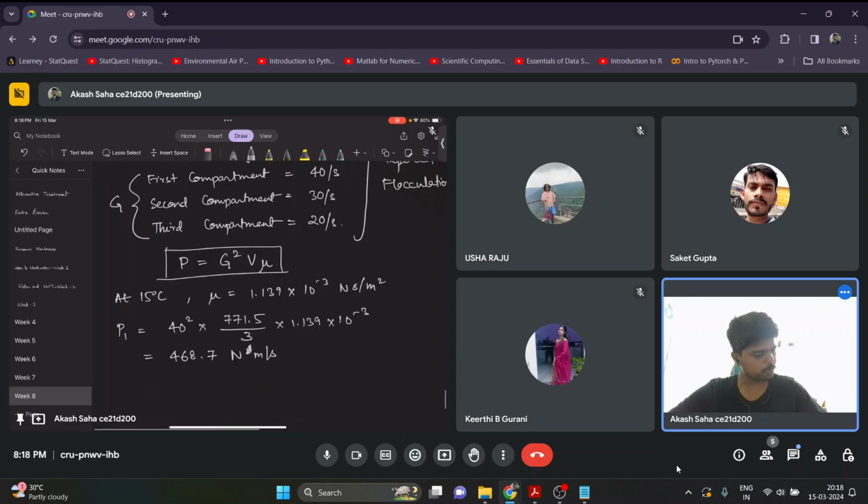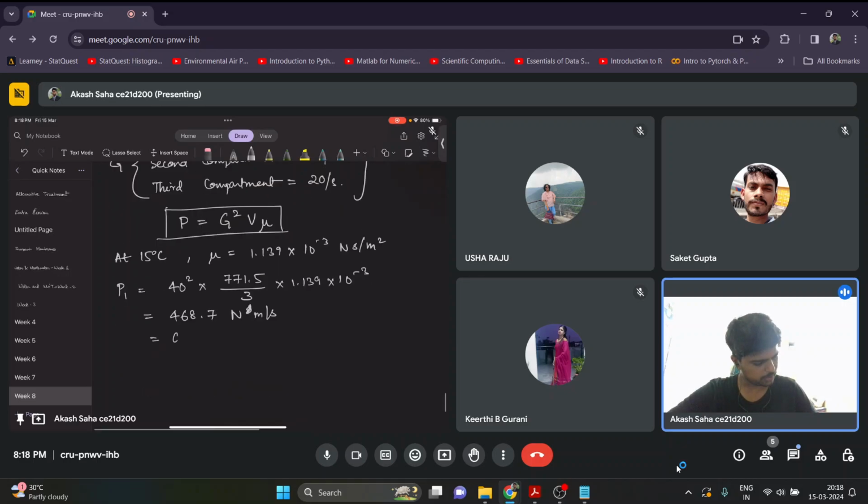And if I want it in kilowatts, it will be 0.47 kilowatt. Similarly, P2 will be 30 square into 771.5 by 3 into 1.139 into 10 to the minus 2. So it will be around 0.26 kilowatt.